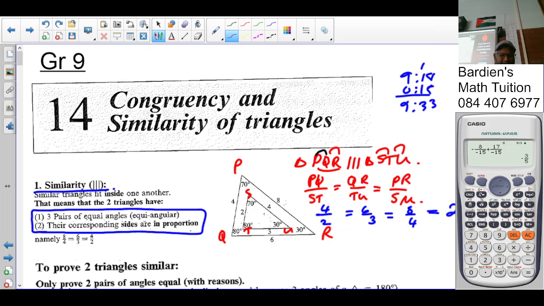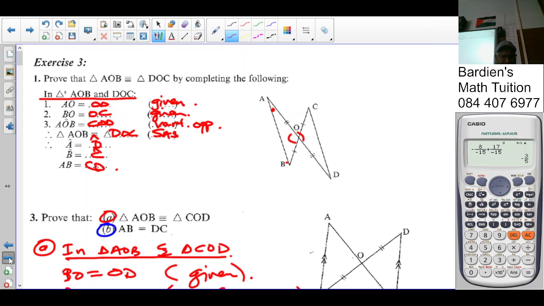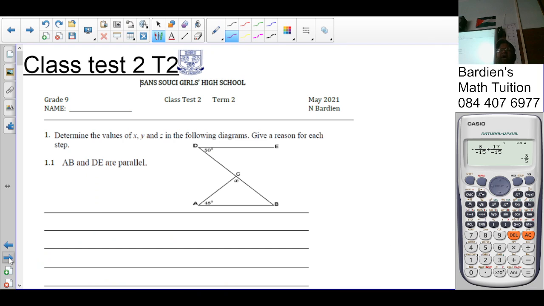So you guys wrote a test yesterday, you got the test back, so let's go through the memo quickly. People, this is how you get 20 marks. Not like what you guys have written, okay? Class test 2, term 2, here we go.